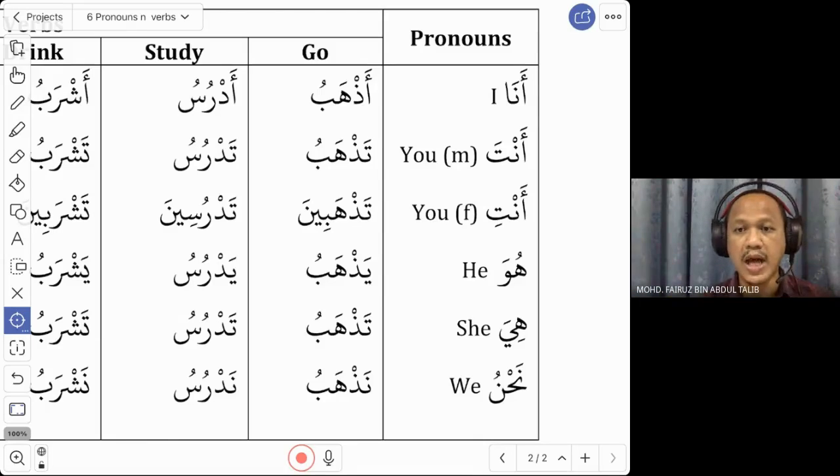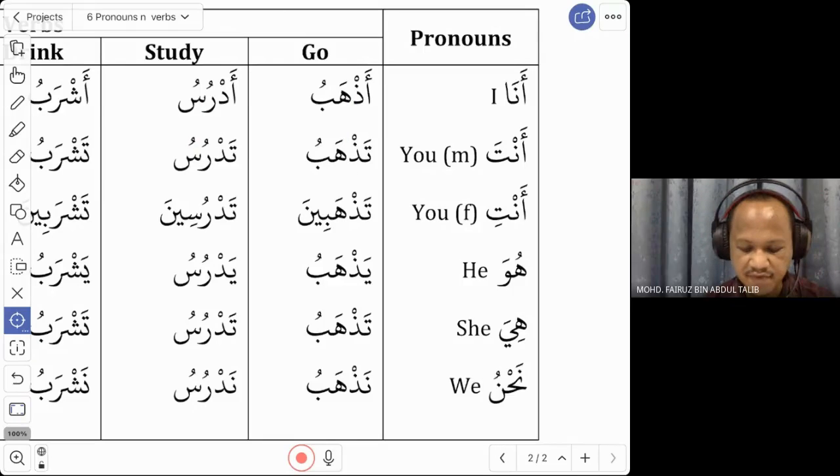Ana azhab. I go or I am going. So this word can be go or I am going. You can use it for both simple present tense and present continuous tense. Okay, so you say ana azhabu. Good. That is the first verb.